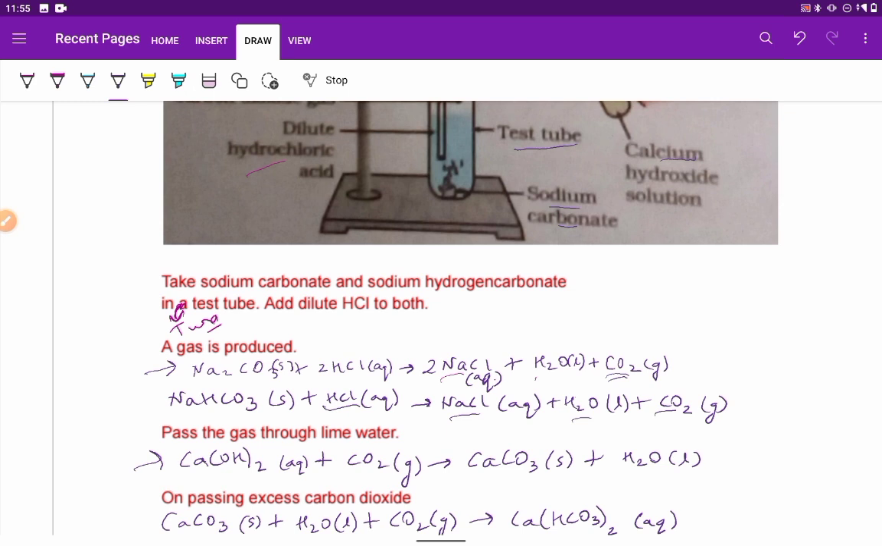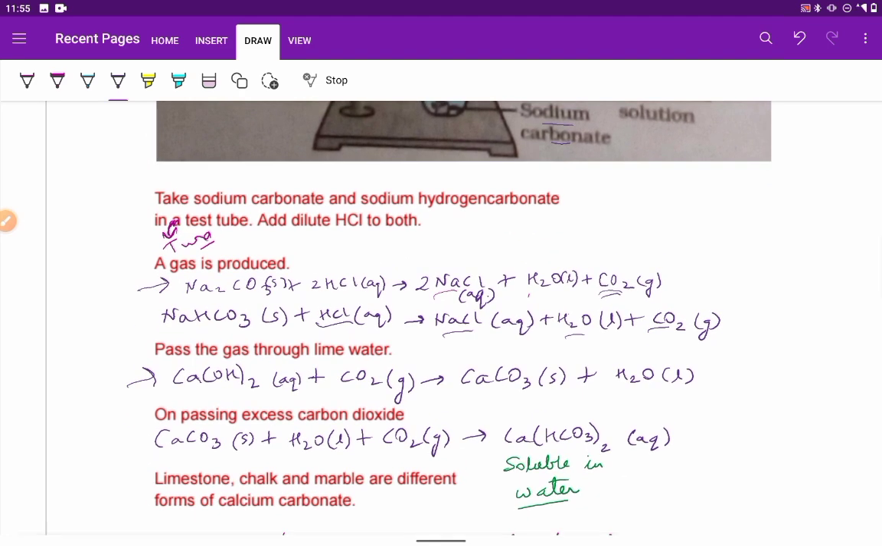Now when excess CO2 is passed, the milkiness disappears. Why does it disappear? Because CaCO3 was formed. In that we are passing CO2 again. CaCO3 plus H2O we got, in that we pass CO2 again. We get Ca(HCO3)2. So this is bicarbonate, that is hydrogen carbonate of calcium. Calcium hydrogen carbonate is soluble in water. So when excess CO2 is passed, we find that the milkiness disappears.